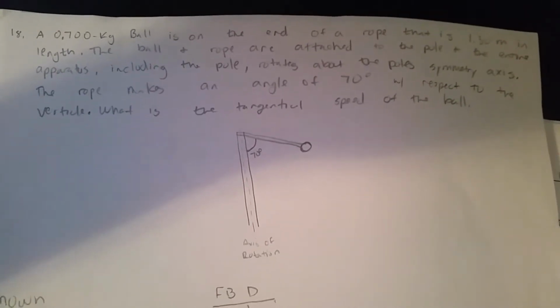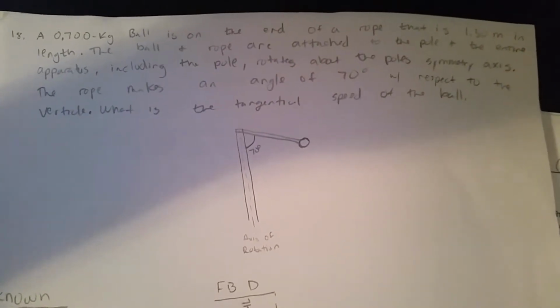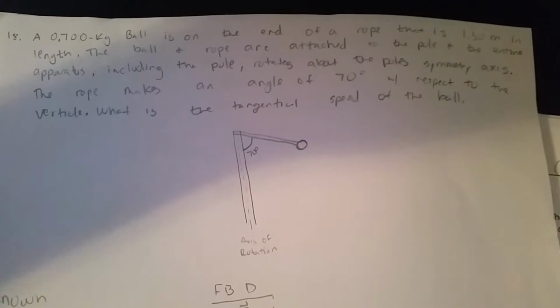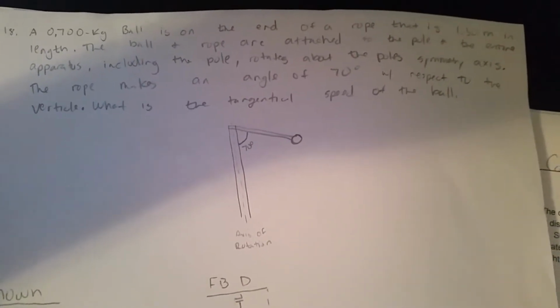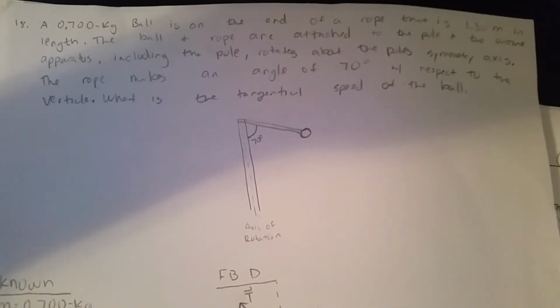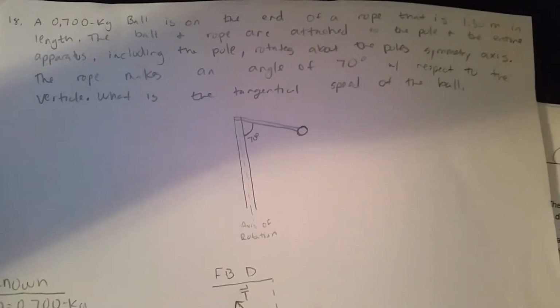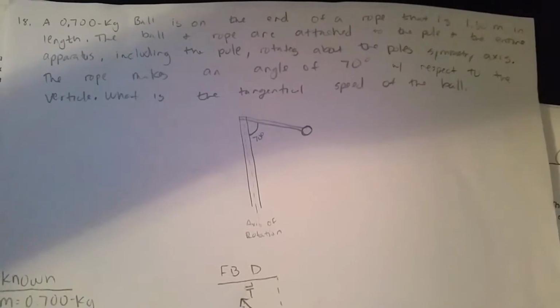A 0.700 kilogram ball is on the end of a rope that is 1.30 meters in length. The ball and rope are attached to a pole, and the entire apparatus, including the pole, rotates about the pole's symmetry axis, meaning that it rotates around the ball like a tether ball. The rope makes an angle of 70 degrees with respect to the vertical axis. What is the tangential speed of the ball?